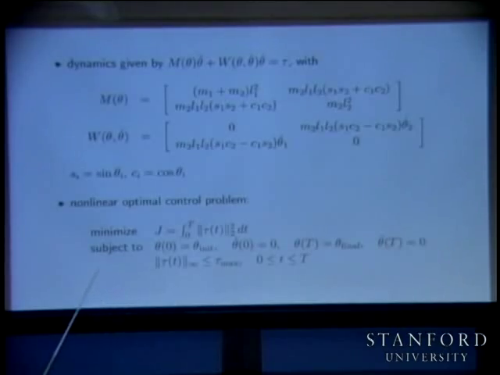Okay, so let's look at the optimal control problem. We're going to minimize, for no other reason, just the traditional sum of the squares of the torques. We'll start from one position at rest. That's a two-vector. And we want to go to a target position, again at rest. But we'll have a limit on the torque that you can apply. So there's a maximum torque you can apply. Okay, and this is an infinite dimensional problem because tau is a function here.